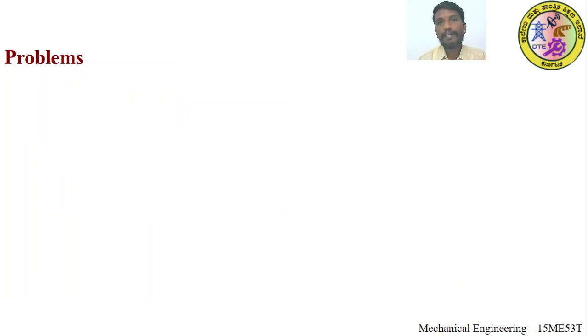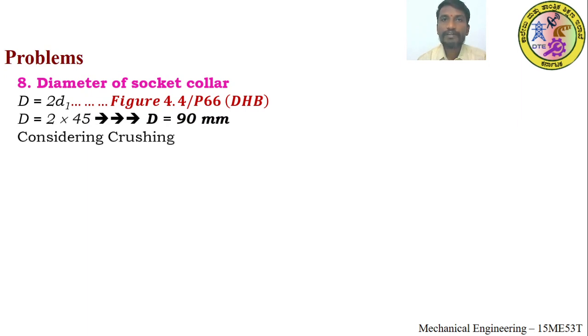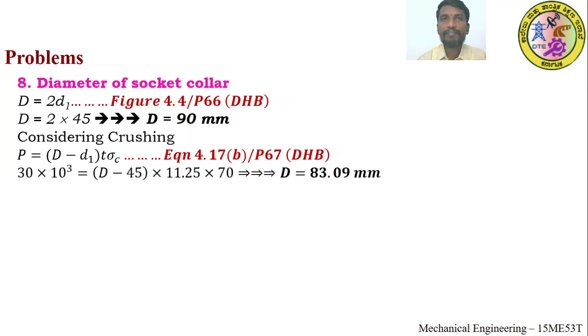Then come to point number 8, diameter of the socket collar. The socket collar diameter is given by capital D is equal to 2 times D1 from figure 4.4, page number 66. We found that capital D is equal to 90 millimeter, and also the socket collar comes under crushing. Using the formula equation number 4.17b in page number 67 and applying the values, the calculated diameter capital D is equal to 83.09 millimeter. So taking the maximum of these two, the capital D that can be adopted is 90 millimeter.